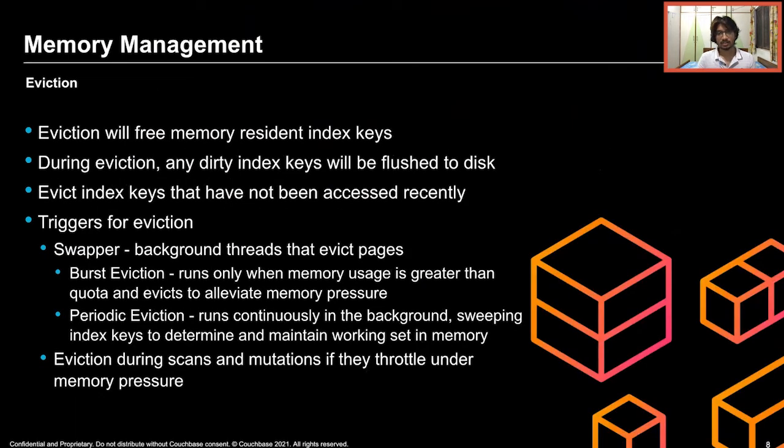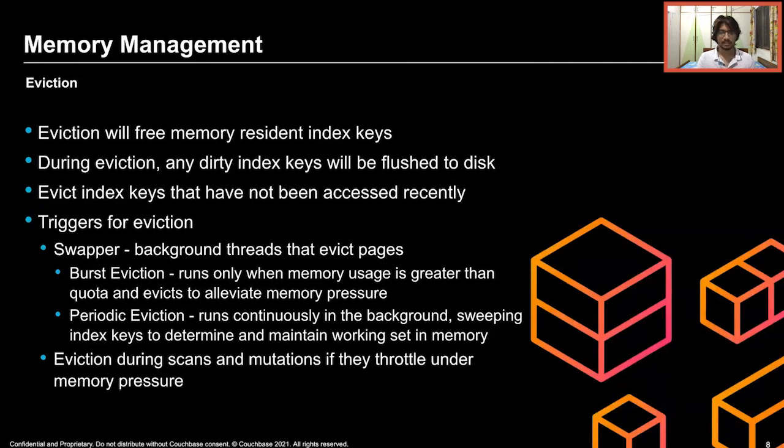We've seen what consumes memory and how the quota changes. Now, let's take a look at how the quota dictates the index resident percent and what Plasma does to keep memory use in check. Eviction frees index keys present in memory to bring the resident percent down. If any of the index keys that are being evicted are not on disk, then they will be written to disk before being evicted. Of all the index keys in memory, Plasma has to choose which of them to evict. For this, an LRU-like algorithm is used to evict index keys that have not been accessed recently.